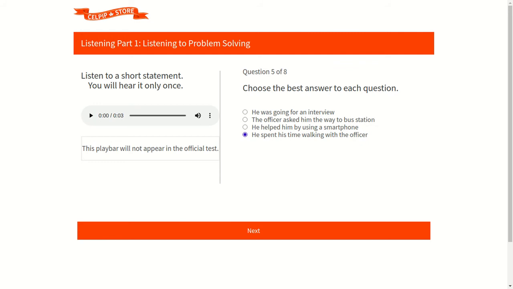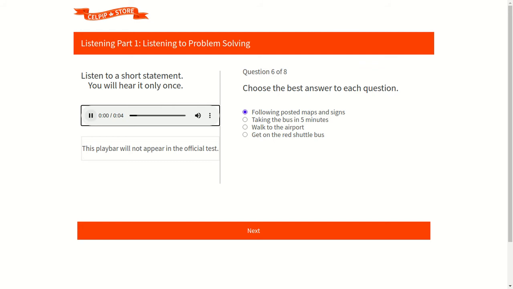In the audio, we can listen very clearly that the man was going for an interview. So accordingly, option 1 is the correct option. That is, he was going for an interview. Let's move to our 6th question. Our 6th question is, Question 6. How should the man reach his destination?